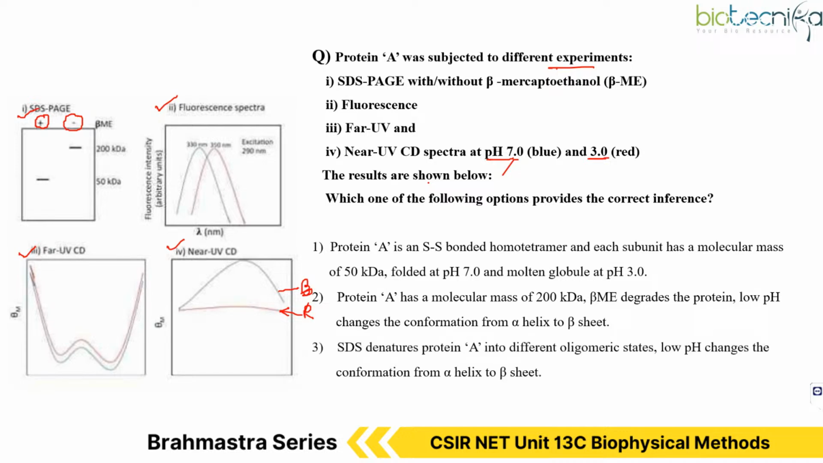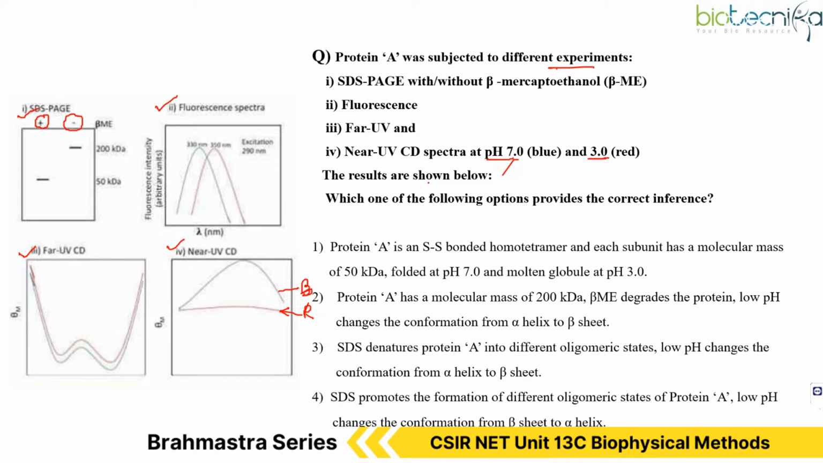Third statement, SDS denatures protein A into different oligomeric states. Low pH changes the conformation from alpha helix to beta sheet. And fourth is SDS promotes the formation of different oligomeric states of protein A. Low pH changes the conformation from beta sheet to alpha helix. So solve this question and let me know what is the answer here.